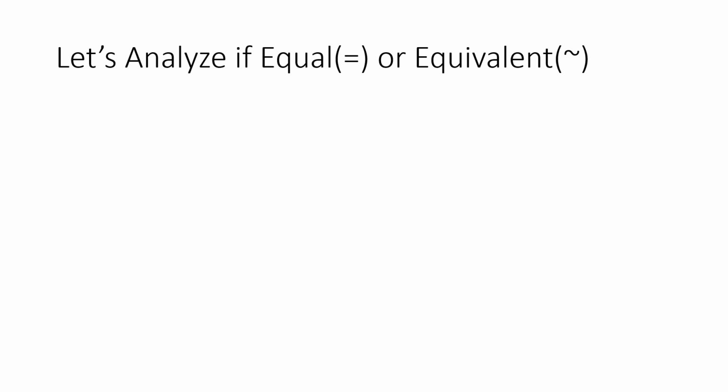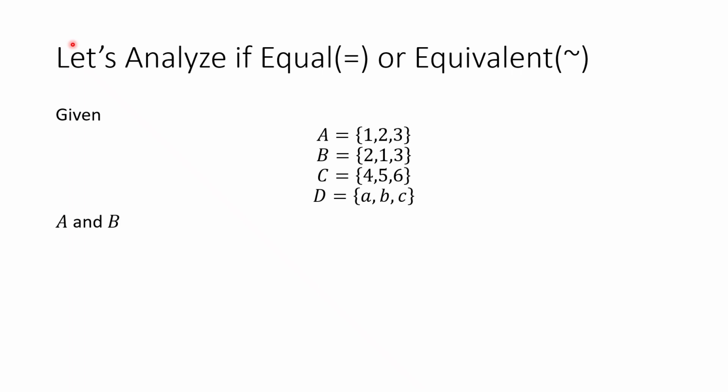Let's analyze if it's an equal set or an equivalent set. The symbols are here. This is the symbol for equal, and this other one is for similar. Given: A is equal to {1, 2, 3}, set B is {2, 1, 3}, C is {4, 5, 6}, and D is {A, B, C}. Now, let's analyze A and B. We can say A and B are equal sets because what's inside set A is the same as what's inside set B. However, the order in set B is different from the order in set A.